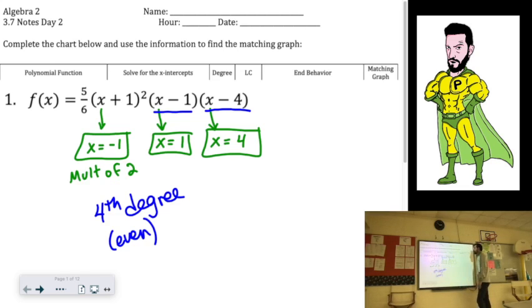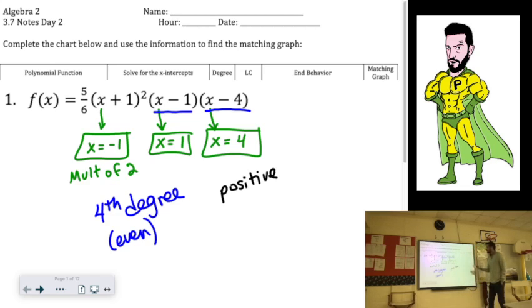Now it says the lead coefficient. Really, we just need to state if that would be a positive or a negative number. If we multiplied all these out, this would come out to just x to the fourth over here, and then we would multiply that by 5/6 at the end. So it would be 5/6 as the lead coefficient. It wouldn't be reflective. So we would say that the lead coefficient is positive.